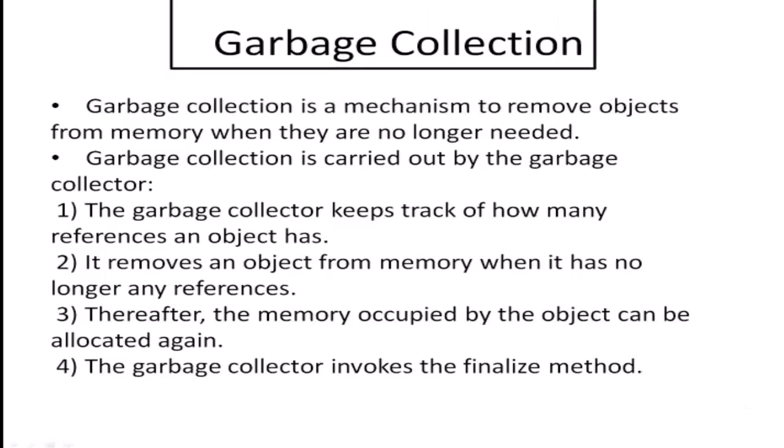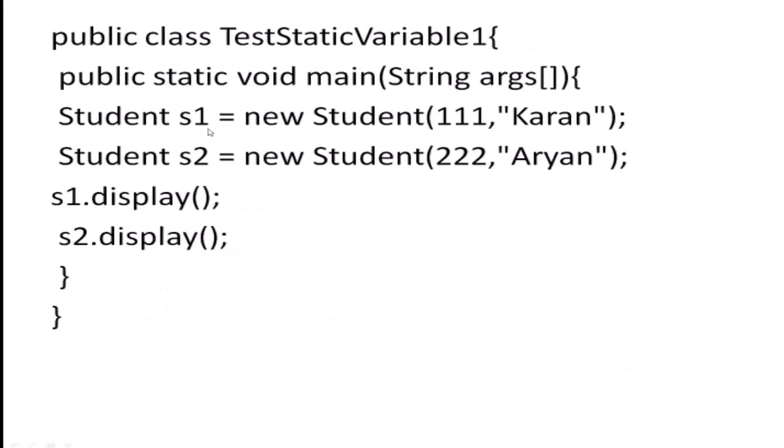Now the garbage collector keeps track of how many references an object has. What does that mean? If you consider this program, Student is only one class. Here how many references do we have? s1 and s2. We have two references for one particular class. Like that, however many references you add, all will be taken into account.